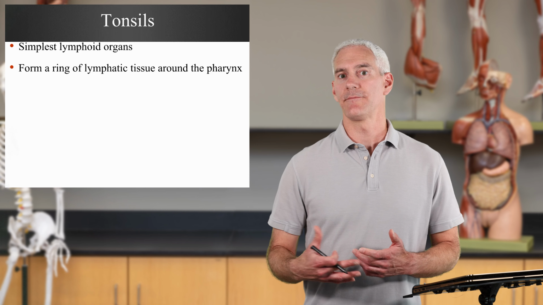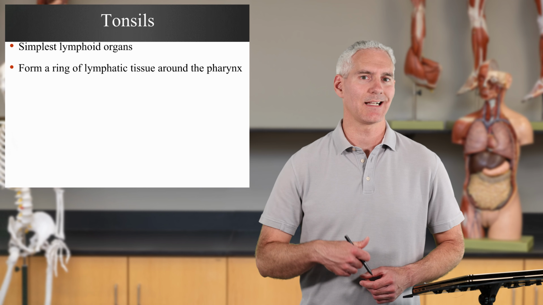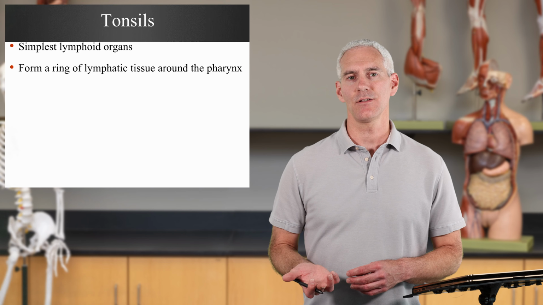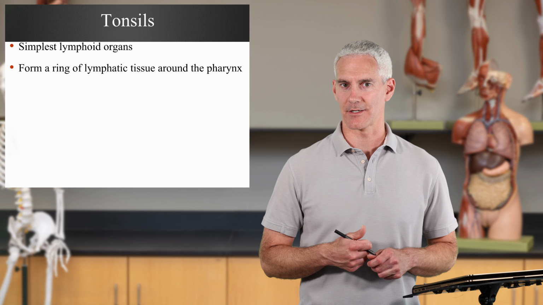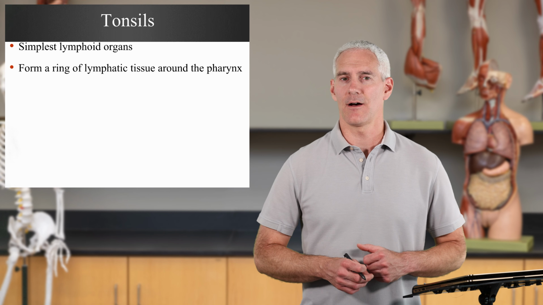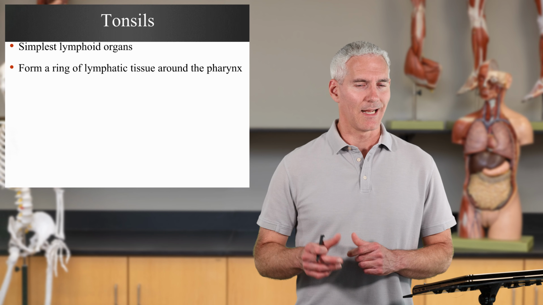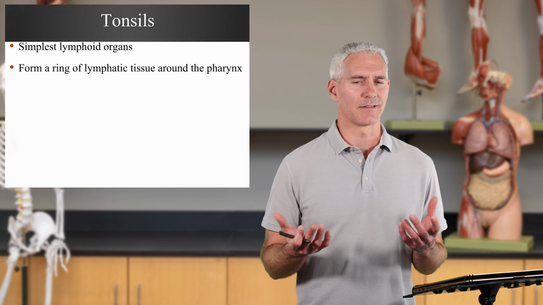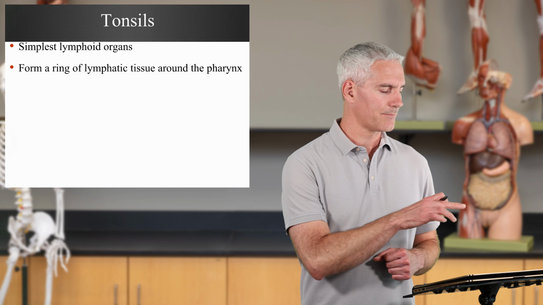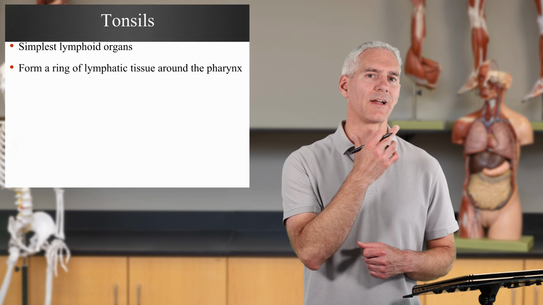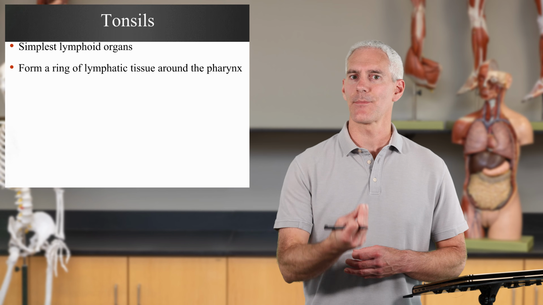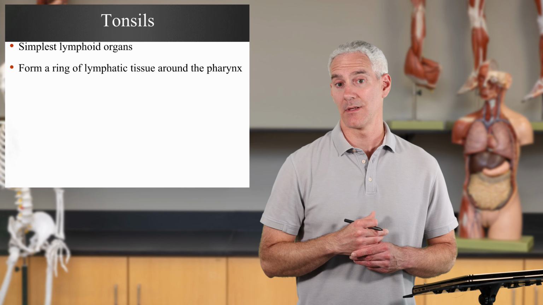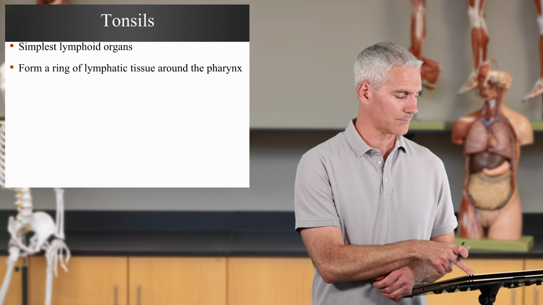Continuing on with more lymphoid organs, we're looking into the tonsils. Now, the tonsils are actually not just one single thing, but several different groupings together. And they are really the simplest of the lymphoid organs. I'll explain why they're simple in a second, but the tonsils are all around the entire pharynx. Think about around the throat. They're meant to try and protect from things entering into the mouth and even potentially the nose a little bit.